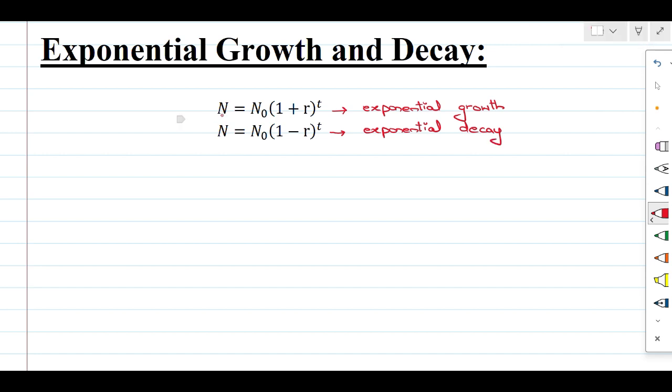N stands for the new value, N naught stands for the initial or original value. The 1 plus is for growth, the 1 minus is for decay, and r is the rate at which something is increasing or decreasing exponentially, and t is the time in terms of years, months, or days. So this is just a time. Let us understand this topic with the help of a few examples.